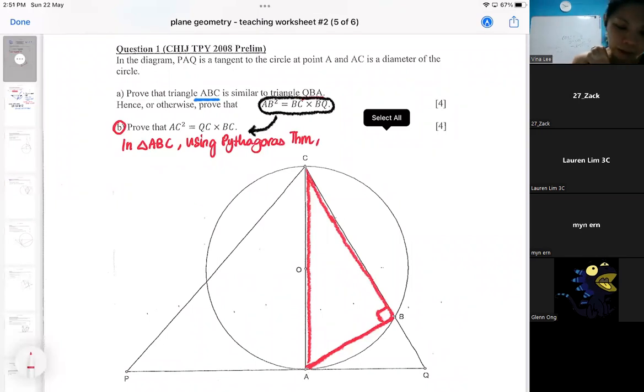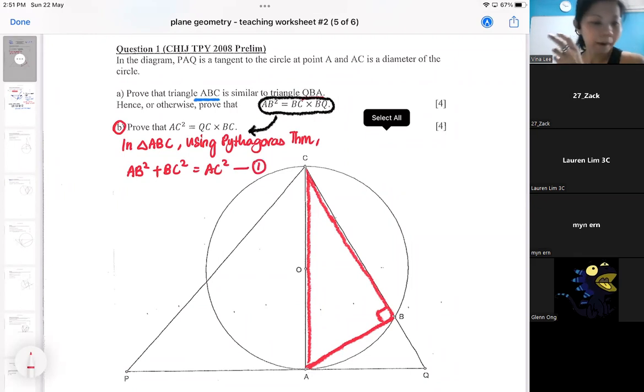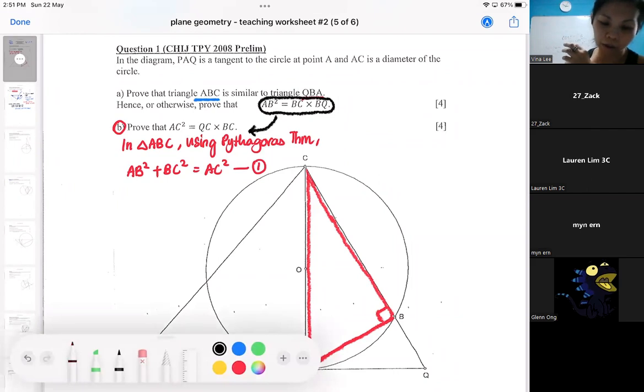I'm sure you can see that AB square plus BC square will equal to AC square. Correct. I'm quite sure all of you can understand this. Very easy to understand. So how are we going to marry this equation?